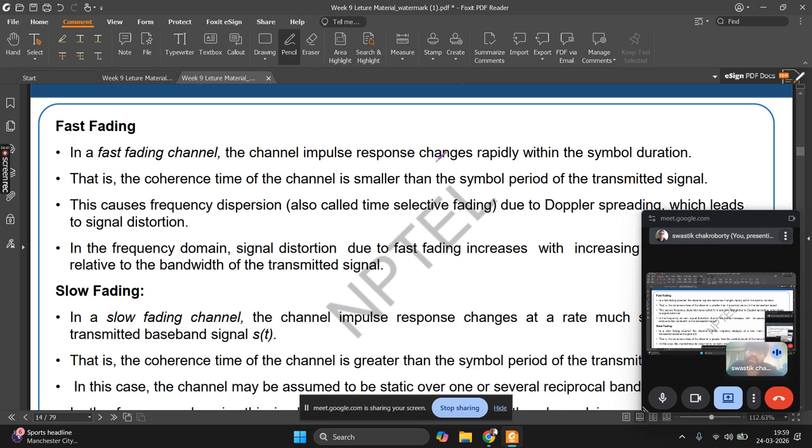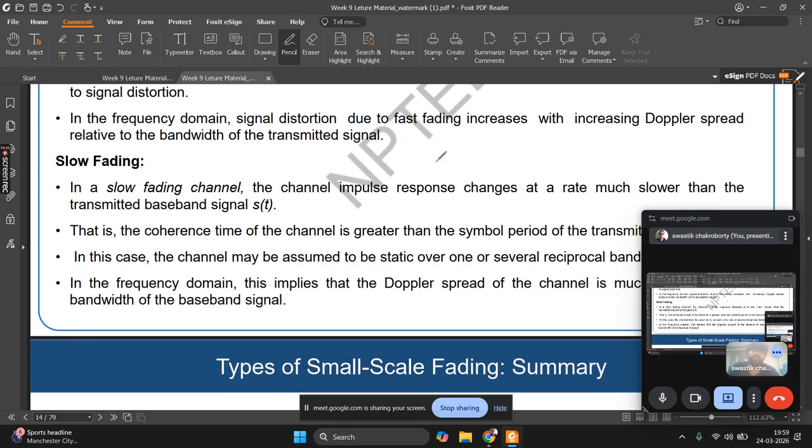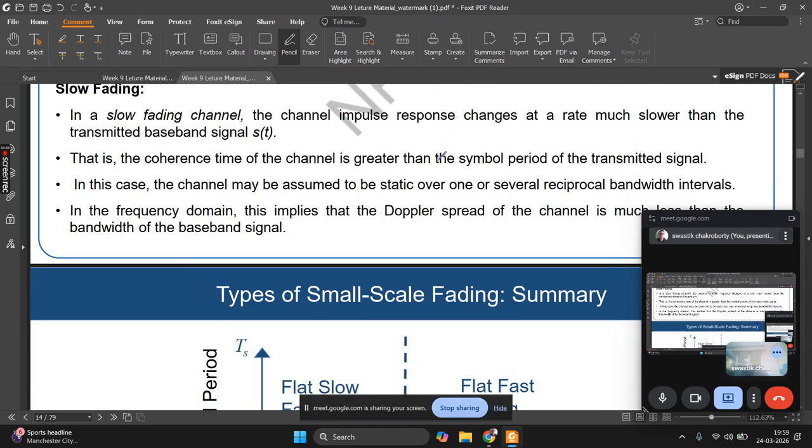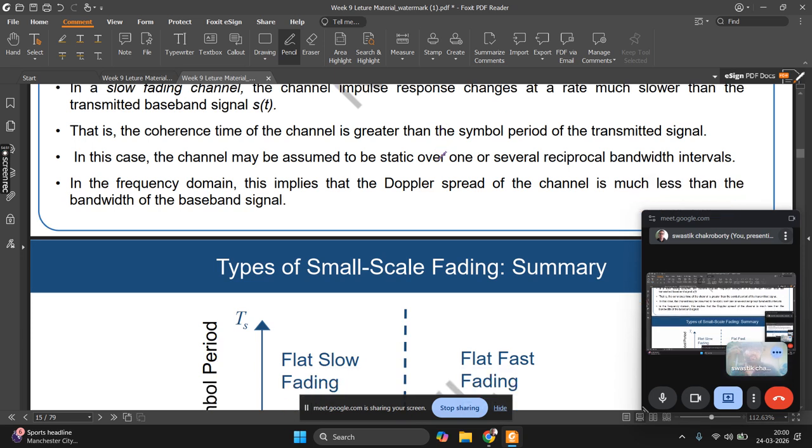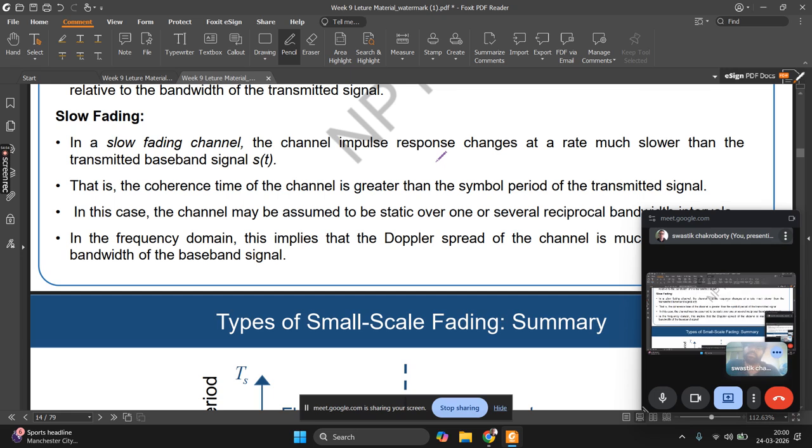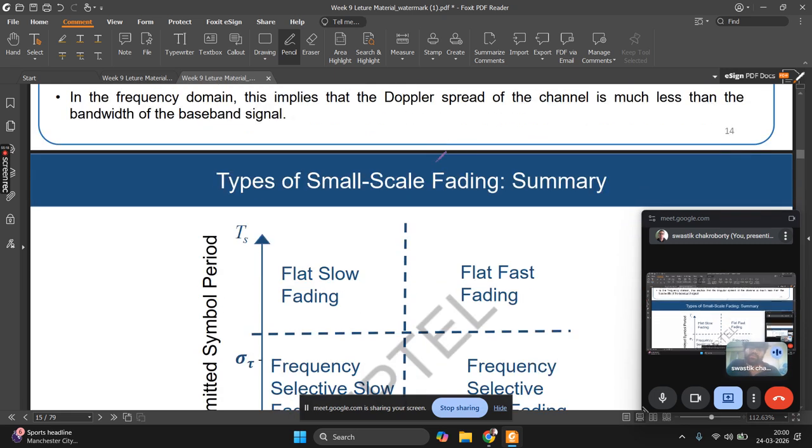In slow fading, the channel impulse response changes at a rate much slower than the transmitted baseband signal. That is, the coherence time of the channel is larger than the symbol period. In this case, the channel may be assumed to be static over one or several reciprocal bandwidth intervals. Because in slow fading the relative velocity is low, your channel is mostly constant over the symbol duration, because your symbol duration is less than the coherence time. So the channel can be assumed to be static. Slow fading, of course, does not affect the signal as severely as fast fading does.